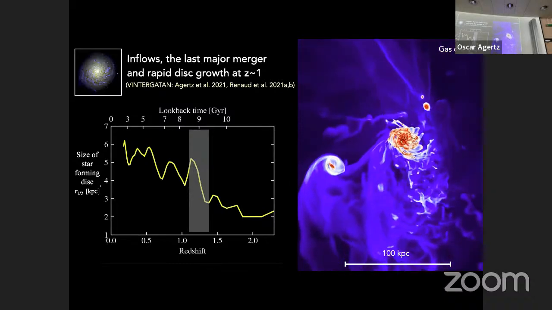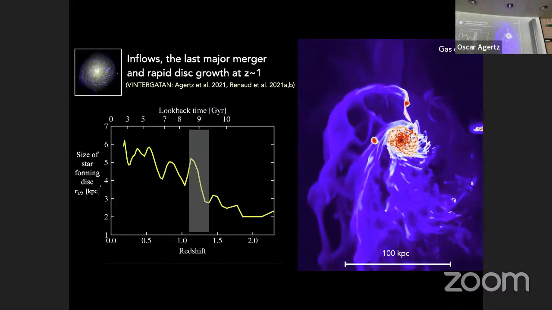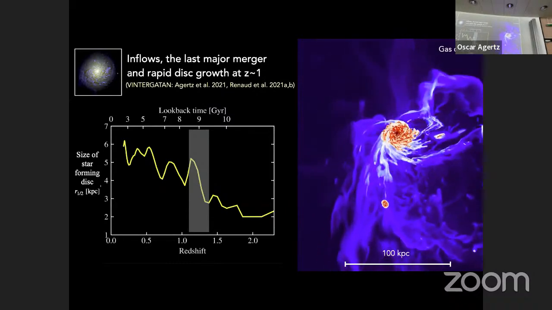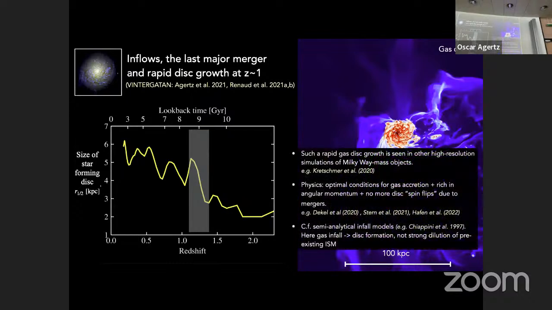This sounds almost like a fine-tuned setup, but it really isn't. We see this in many of our models, and we see it in other models. Michael Kretschmer and Roman had a paper indicating that this actually tends to happen: you have very rapid disk growth after the last major merger. The physics is this: you have optimal conditions for gas accretion because you have a very baryon-rich halo that starts to cool. It's rich in angular momentum, and there are no more disk spin flips because you have no more major mergers. So you're staying stable, right?